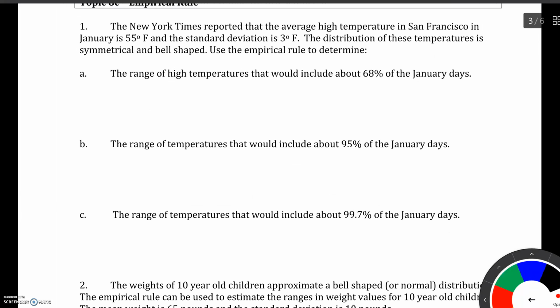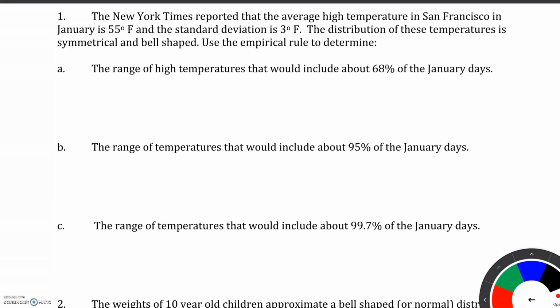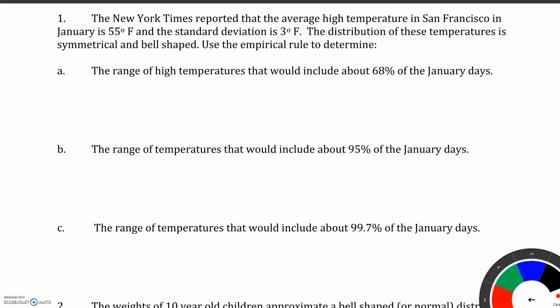A word problem. The New York Times reported that the average high temperature in San Francisco in January is 55 degrees Fahrenheit. That means our mean value is 55 degrees Fahrenheit, and the standard deviation is 3 degrees Fahrenheit. The distribution of these temperatures is symmetric and bell-shaped. Using the empirical rule, determine the range of high temperatures that would include about 68% of the January days.